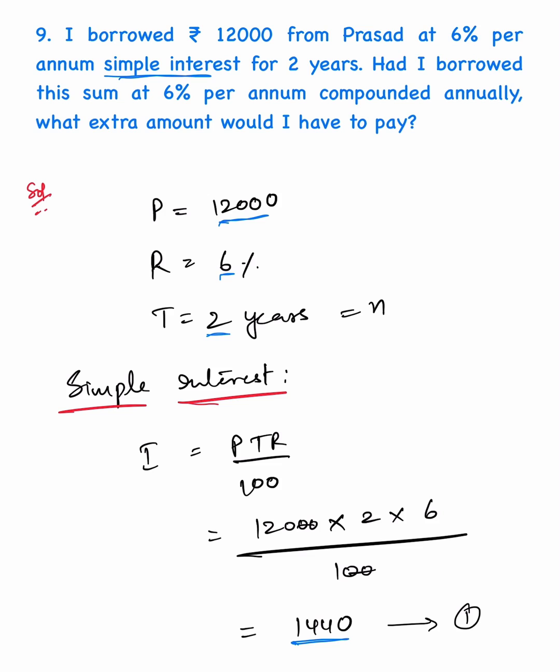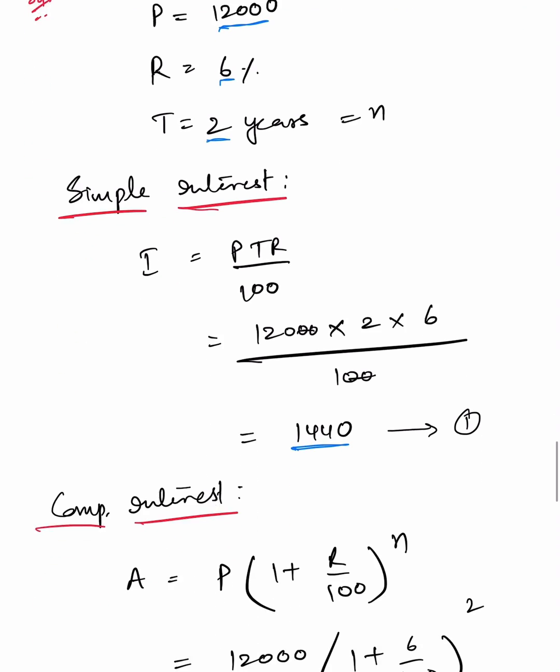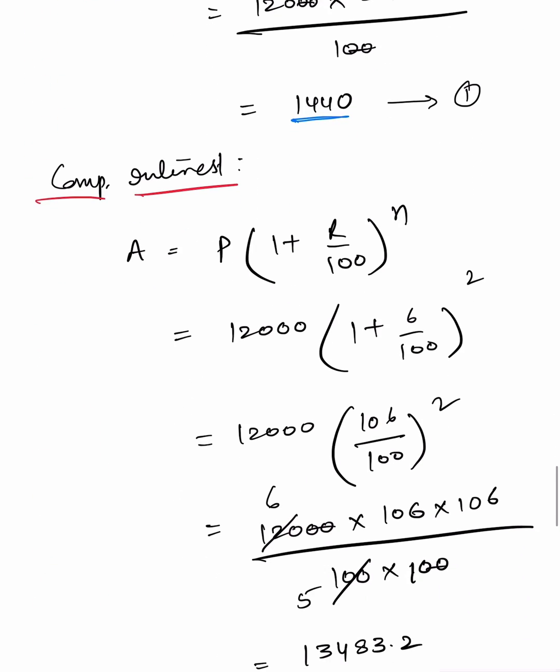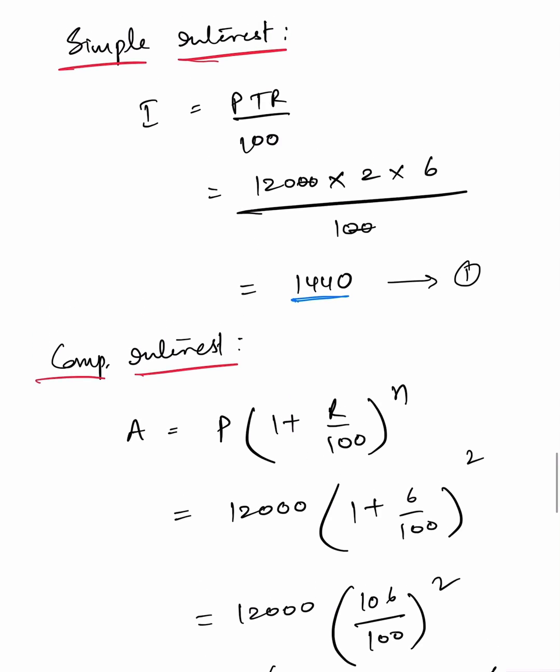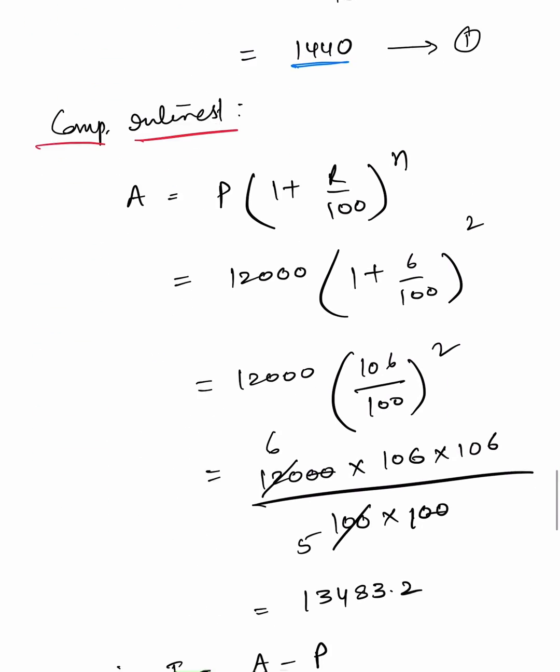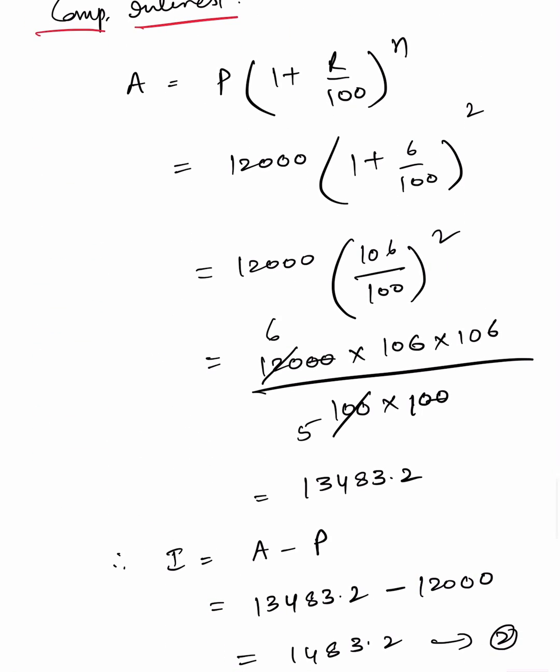Let this be 1. Now, if this particular sum is borrowed and if it is compounded annually on compound interest, what is the extra amount? That's what he is asking. So, let us calculate compound interest. A equal to P into 1 plus R by 100 whole to the power of N. That is equal to 12,000 into 1 plus 6 by 100 whole square, which is equal to 13,483.2. This is the amount.